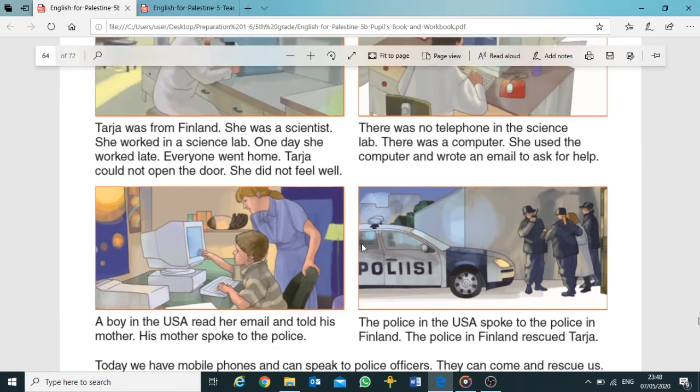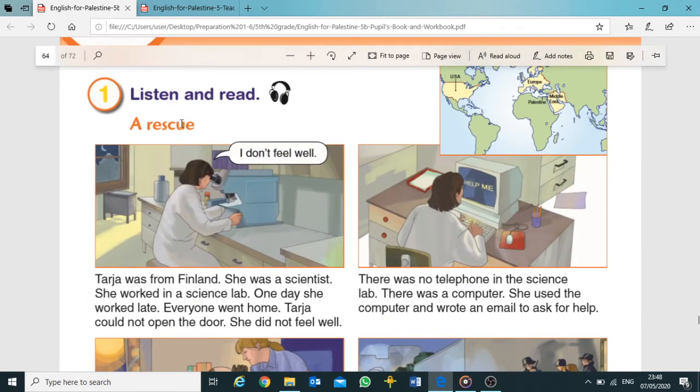So this is the story about a rescue, and the name of the scientist is Tarja. This is her name, and she works in a science lab. So this is the most important thing now. So we have a scientist called Tarja. She works in a science lab. Now we are going to read. I want from you to listen carefully again and try to read after me.